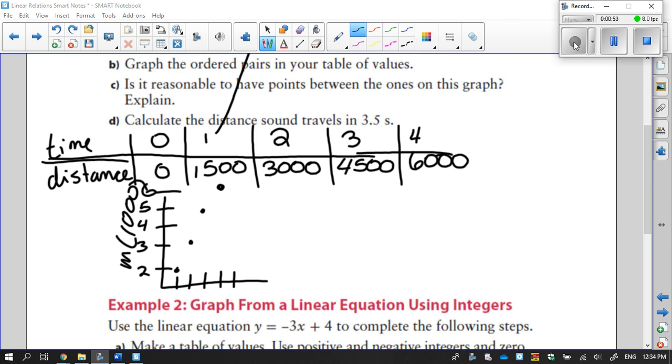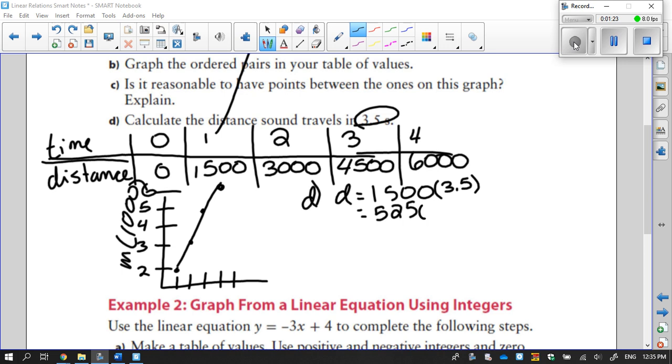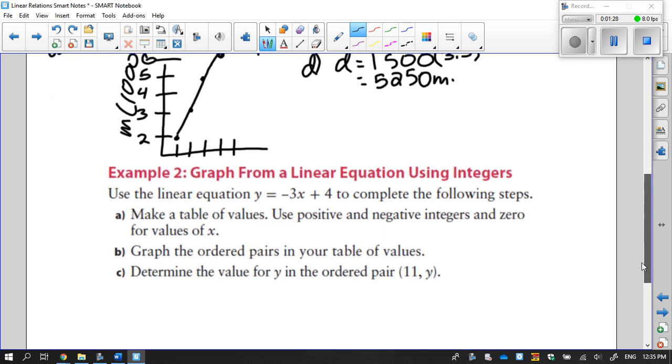And would it be reasonable to have points in between? Like, could I connect these points? Well, yes, because the next question that we're looking at is calculate the distance sound travels in 3.5 seconds. So then we plug that into our formula. And that leaves us with 5,250 meters.